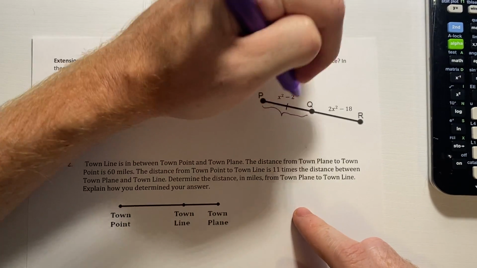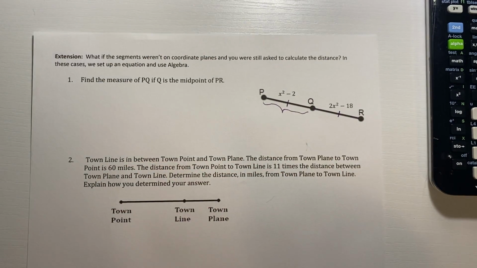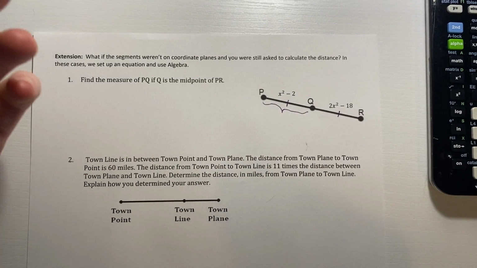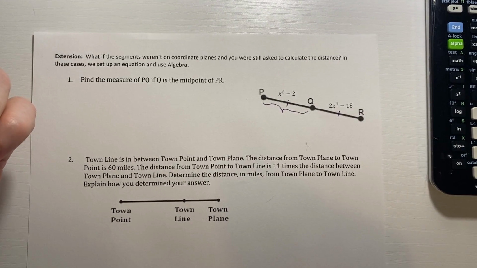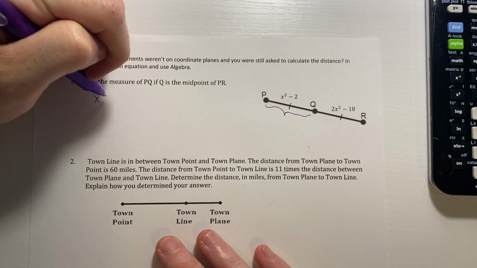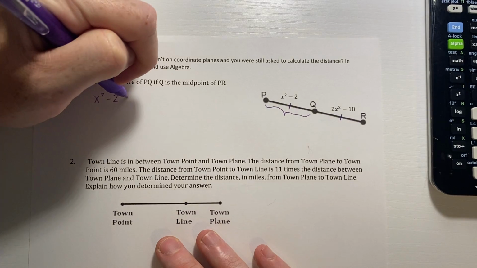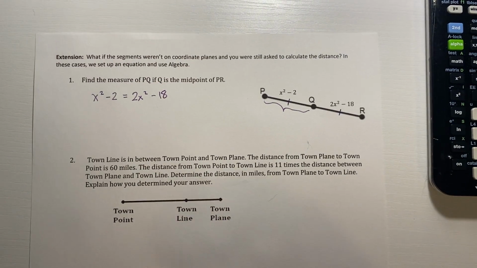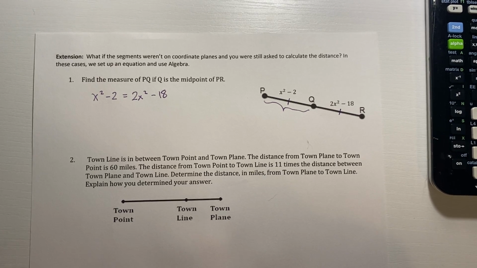So if you want to, you can just go ahead and draw a little tally mark in there showing that those are congruent. Since I know that these two segments, PQ and QR, are congruent, I can set them equal to each other. So x squared minus 2 equals 2x squared minus 18. And now all I really have to do is solve for x. So I'm going to get everything on the same side, solve for x, and then try to find out the distance of PQ. Find the measure of PQ.